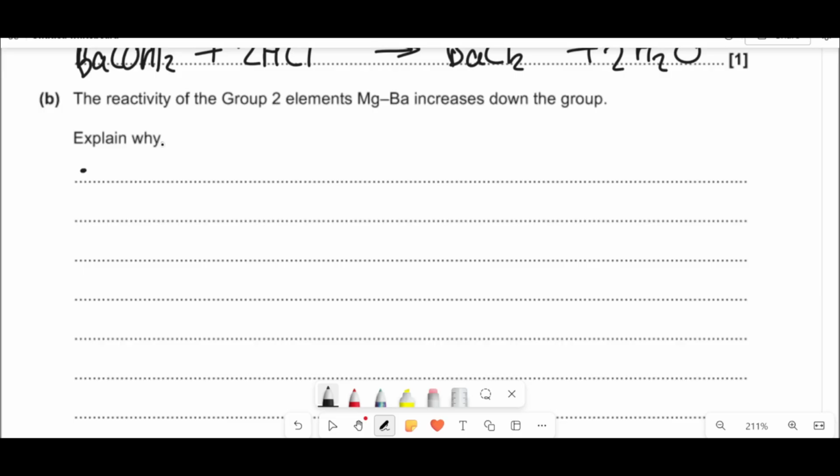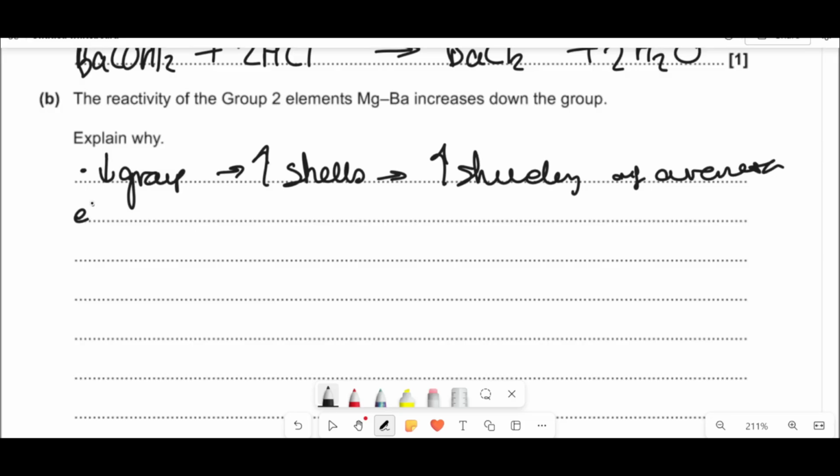So just talk in normal people words, you know? As you go down the group, there are more shells. Therefore, there's increased shielding of the outermost electrons. Then I guess you could go ahead and say, yes, I've increased atomic radius, but you can only say that if they are atoms, and we're dealing with atoms here, that's fine. Sometimes people say it when there are ions and they get it wrong, right? But that still doesn't explain why the reactivity is going higher.